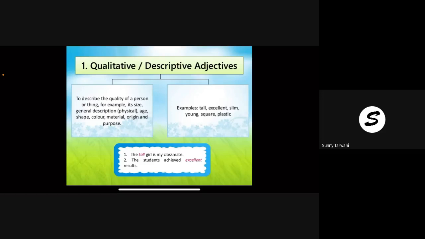See, they describe the quality of a person or thing. The tall girl is my classmate. It describes the quality of a girl. Results. Which kind of results did they achieve? Excellent. So they describe the quality. In the first sentence, the quality of the girl. In the second one, the quality of the result is being described.